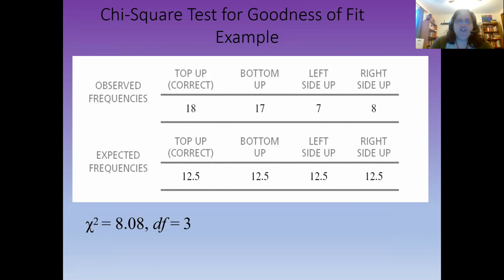Okay. So if the calculations were actually done for our little art example here, we would get a chi-square of 8.08 and a DF of 3. I won't go through the chi-square calculation, but I will say that the 3 comes from 4 categories minus 1, which is 3. Okay.